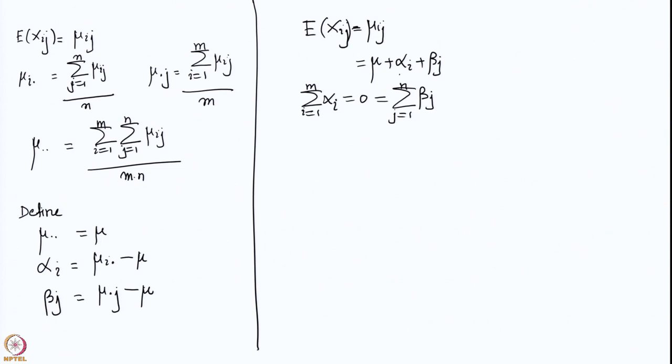Also, let us define the corresponding values of x. So I call x i dot equal to the summation of xij, j is equal to 1 to n, divided by n, and x dot j, let me write it correctly.